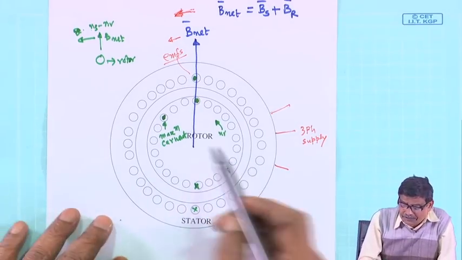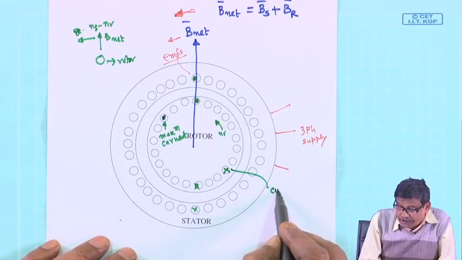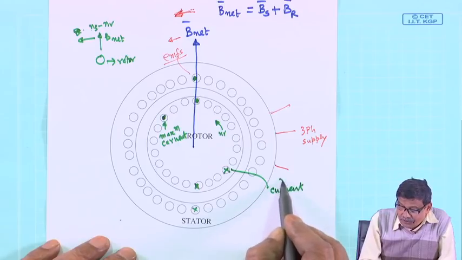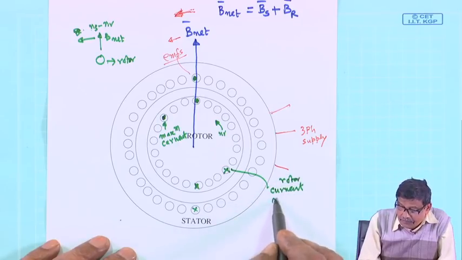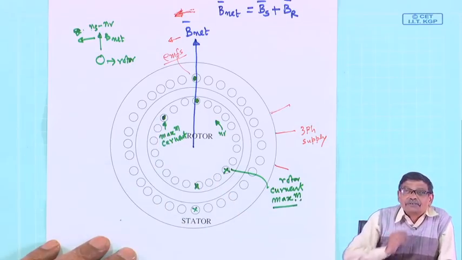So, let us suppose this is dot, this is cross, and this is the current direction, rotor current maximum, dot cross.